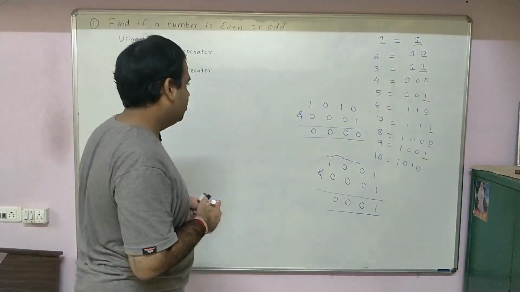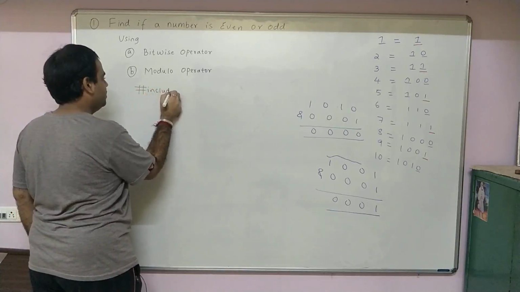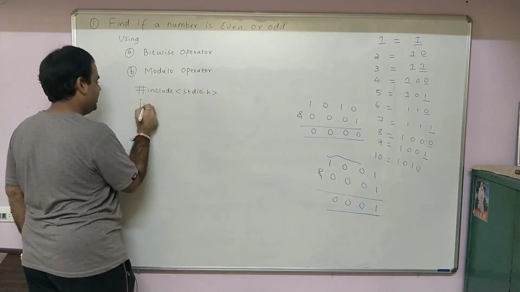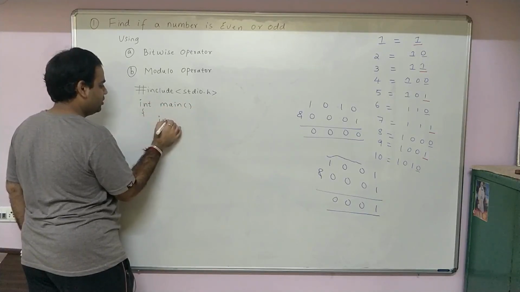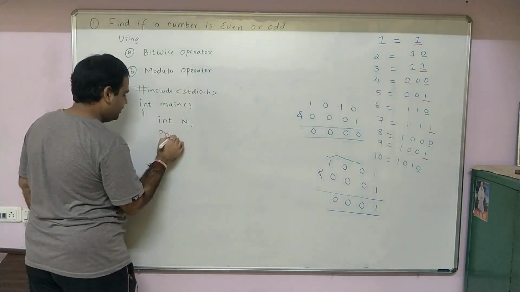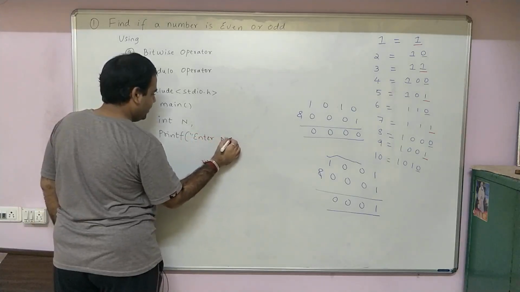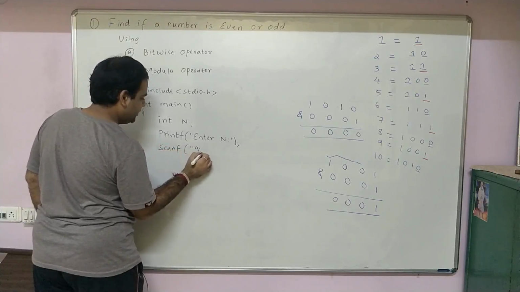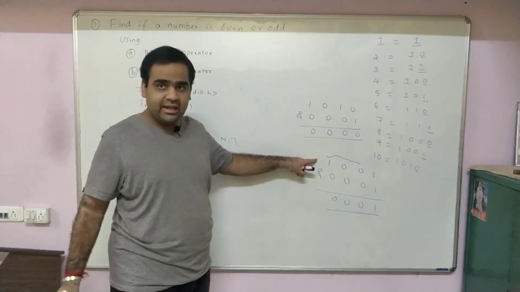Okay, let's see how we write the program. You say #include <stdio.h>. Next we say int main. What is the input for this program? The input for this program is a number n, therefore we say int n. Then you read the value of n: printf "enter the value of n", and we read it, scanf "%d", &n. Now let the value of n be 9.